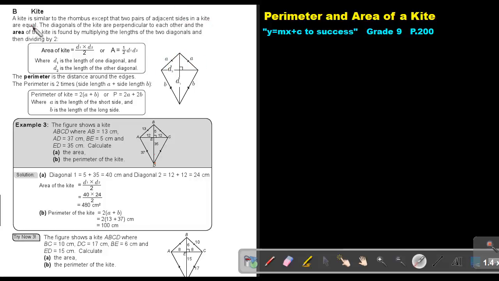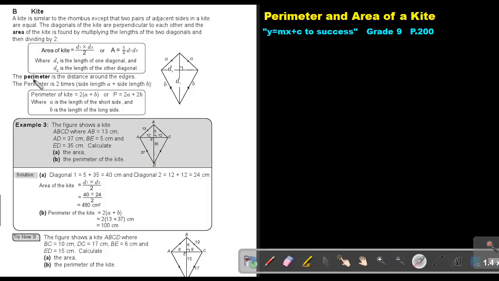in a kite are equal. The diagonals of the kite are perpendicular to each other, and the area of the kite is found by multiplying the lengths of the two diagonals and then dividing by 2. So you can either write the formula like this, or you can say a half times diagonal 1 times diagonal 2.